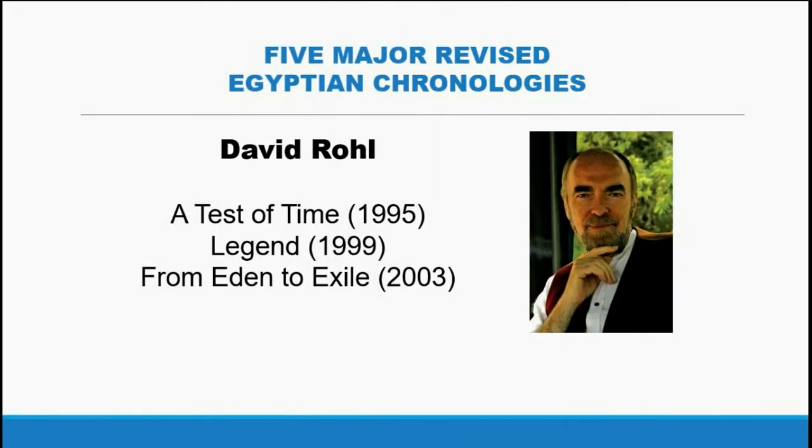David Roll published his chronology a few years later in 1995 with A Test of Time, which was made into a 3-part television documentary, Pharaohs and Kings, A Biblical Quest, which appeared in 1995 on Channel 4 in the UK. A prequel to A Test of Time, called Legend, the Genesis of Civilization, was published in 1999, covering the ancient world before the Exodus. And he also published From Eden to Exile in 2003. David Roll also appeared in the 2014 Tim Mahoney documentary film Patterns of Evidence, Exodus.